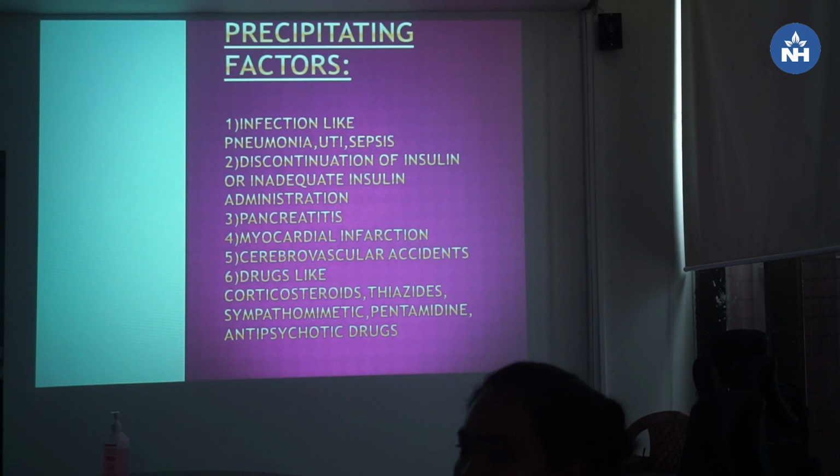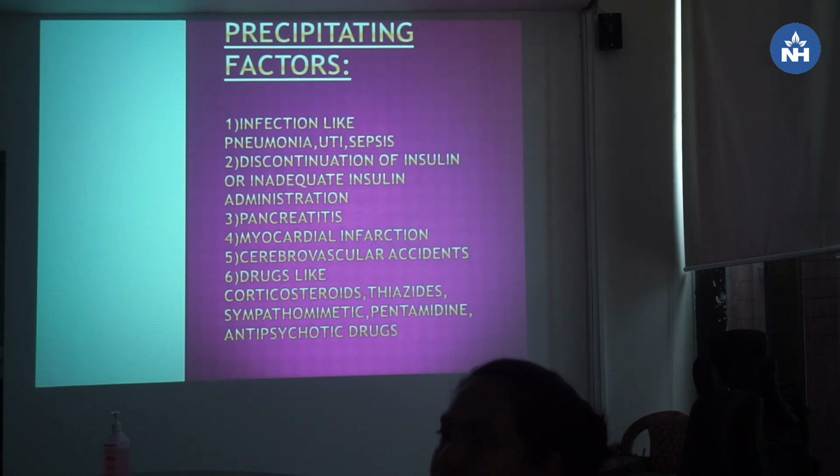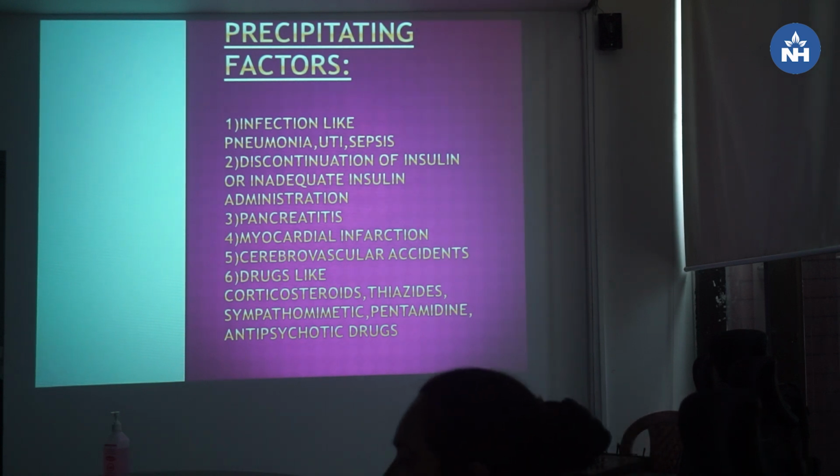The precipitating factors: infection being one of the most important, like pneumonia, UTI and sepsis. If a person who is already on insulin discontinues it, or there is inadequate insulin administration, pancreatitis, myocardial infarction, CVAs, drugs like corticosteroids, thiazides, sympathomimetics, pentamidine and antipsychotic drugs.